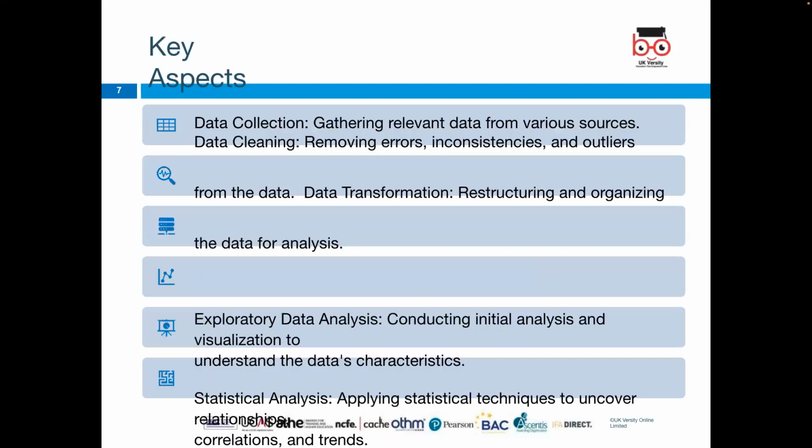So these are the key aspects of our talk today. We'll be looking at data collection, data cleaning, among other things. Also, we'll be looking at data transformation. What is data collection? We should have an idea what collection means. Collection literally means gathering from various places or sources. So we can as well say that it is gathering relevant data from various sources. What is data cleaning? Removing errors, inconsistencies, and outliers from the data.